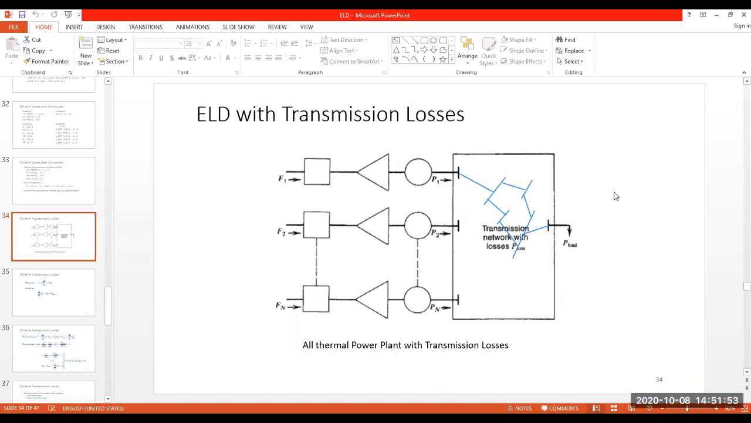This relation is basically known as the transmission loss formula, which relates the losses throughout the network and the generations available for the network. So what is the transmission loss formula? It relates the generation of the network and the losses in the network. Let us see how it looks. What is the nature of this transmission loss formula?